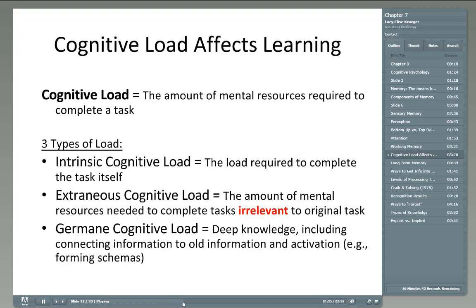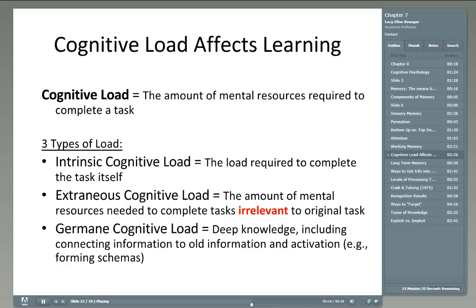Then there's this extraneous cognitive load. And this is the amount of mental resources needed to complete tasks irrelevant to the original task. For example, if you have, say, this passage to read, and then I give you some irrelevant material, so say, for example, I put a lot of irrelevant pictures on the screen, or I have redundancy where you're reading it, and then I also have verbal information in the background that doesn't quite correspond to the passage. This can lead to extraneous variables that will affect their learning. So resources are being usurped on things that aren't directly relevant to completing the task.